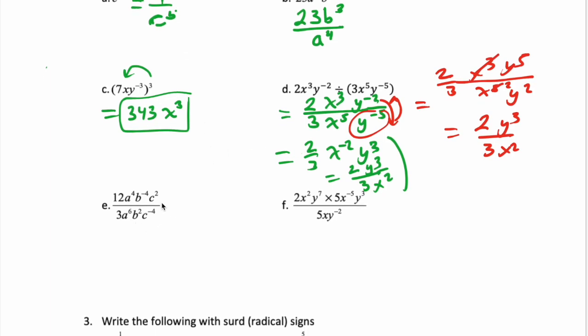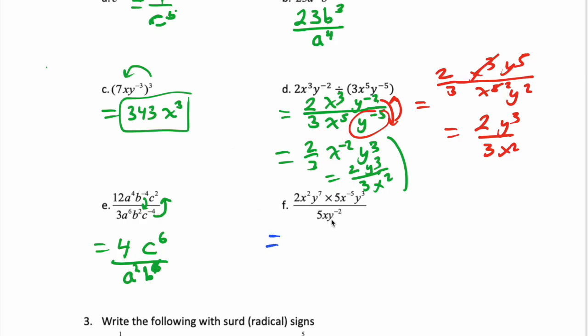So when you do this one, and I see this c to the power negative 4, you can just bring that up in the numerator as c to the power positive 4, so you get c to the power 6 there. 12 divided by 3 is 4. Now you've got a to the power 6 down in the denominator and a to the power 4 in the numerator, so that becomes a squared in the denominator. You can bring this down, get b to the power 6, and this goes up, c to the power 6.